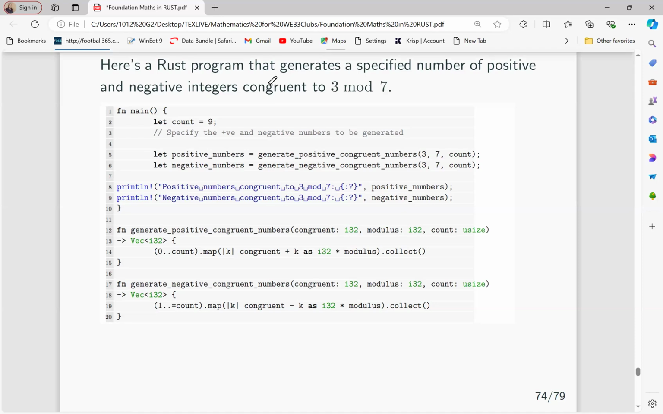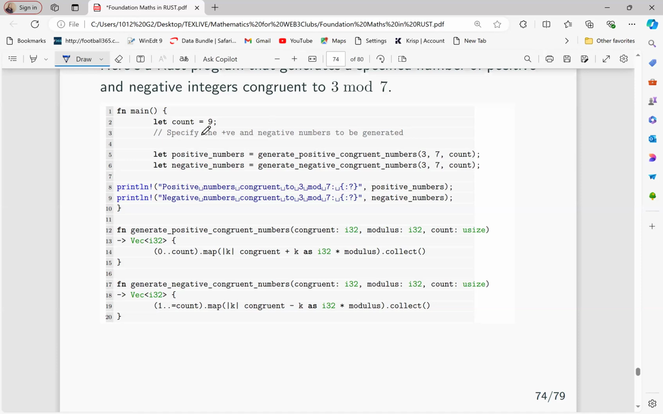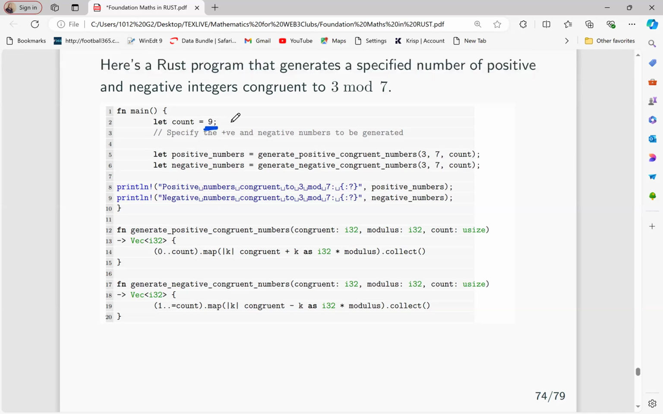Okay. I can now explain this code. The main function: I want 9 positive values and 9 negative values. As I've said, this specifies the positive and the negative numbers that you want generated. So I will say let count be 9. That means I want to have 9 positive values and 9 negative values.